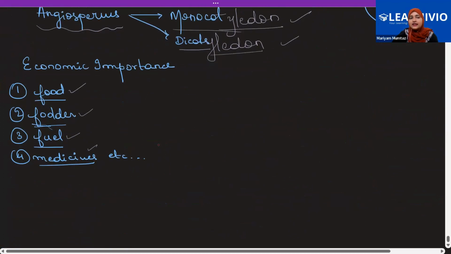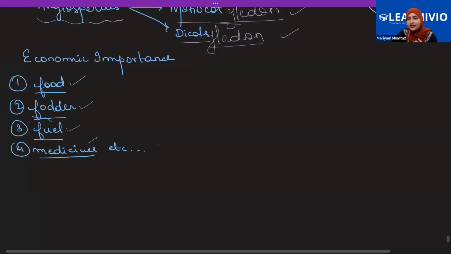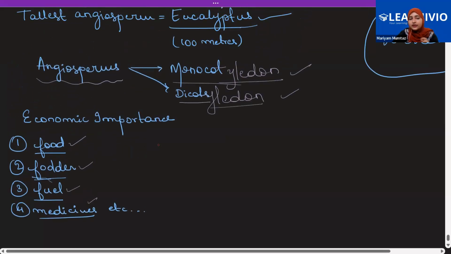And lastly, talking about the economic importance, they are so important for us. It is the greatest source of our food. Every fruit, every vegetable, every cereal, every pulse that we eat are angiosperms. They are also used as feed for animals, which we call fodder. Then a lot of them, their woods are used as fuel, and many angiosperms are used to synthesize medicines. Clear?